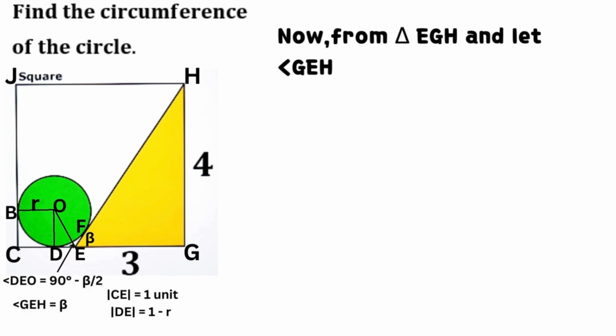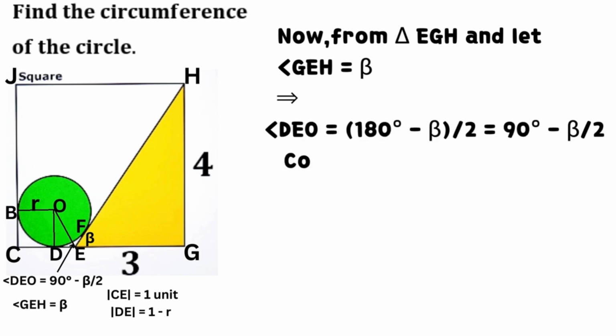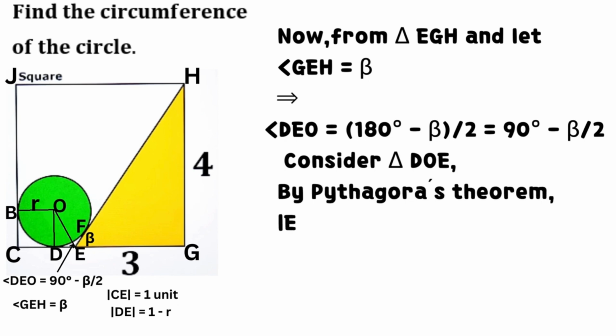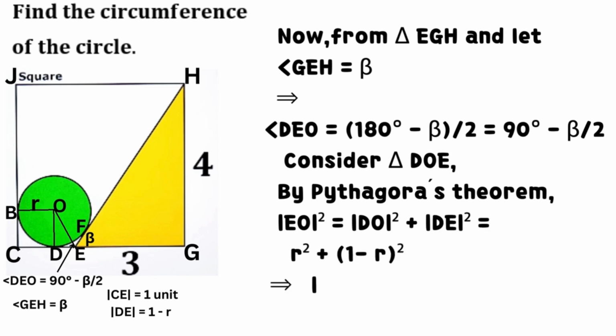Now, from triangle EGH, let angle GEH equal beta. It signifies that angle DEO equals 180 degrees minus beta over 2, which equals 90 degrees minus half of beta. Consider triangle DOE. By Pythagoras' theorem, the square of EO equals the sum of the square of DO and the square of DE, which equals the square of r and the square of 1 minus r. Find the square root of the equation and we have that EO equals the square root of the square of r plus the square of 1 minus r.